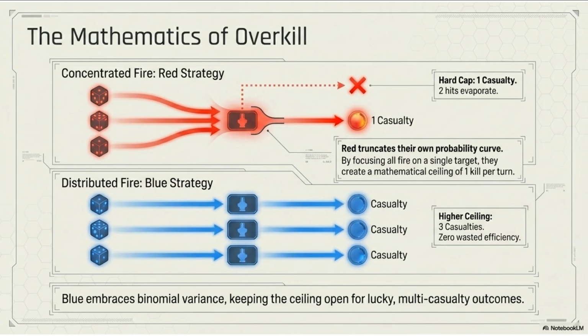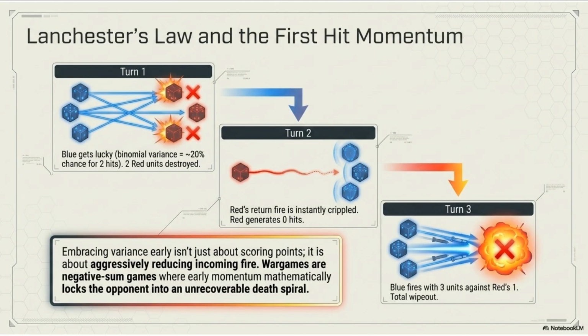It's all based on the binomial distribution. See, if you flip 3 coins, the odds of getting at least 1 heads is actually really high. It's 87.5%. So blue has a very high probability of getting at least 1 kill, just like red. But blue also has a decent probability, about 20% of getting 2 kills. And a small but real chance of getting 3.